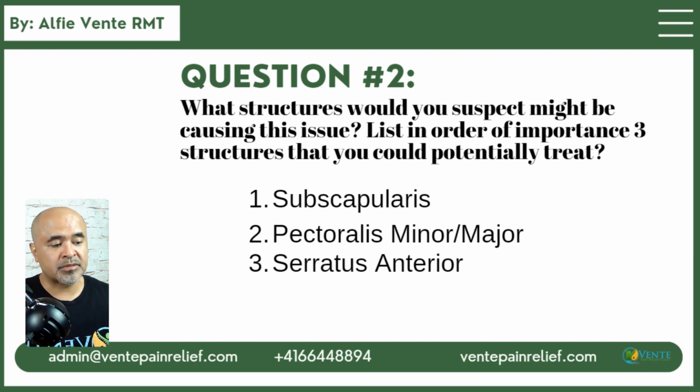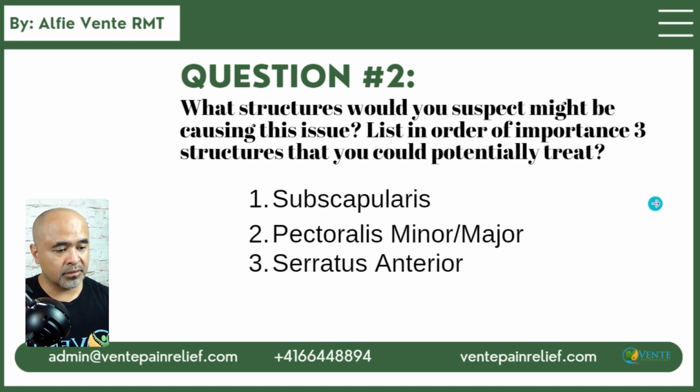Question number 2, what structures would you suspect might be causing this issue? List in order of importance 3 structures that you could potentially treat. Now, this is what I wrote down, and this is actually things that I've applied for this sort of case study. So number 1, and I'll explain these in a little bit, subscapularis would be my first choice in terms of really zoning in on a particular structure. Pectoralis minor and major, I mean, they're 2 different muscles, but I put them down together as number 2. And number 3, serratus anterior. Now, as I mentioned earlier, these are 3, but there's probably 4, 5, 6, maybe even 7 structures. But for myself, I list them in order in terms of importance of what I would like to deal with in regards to this case.